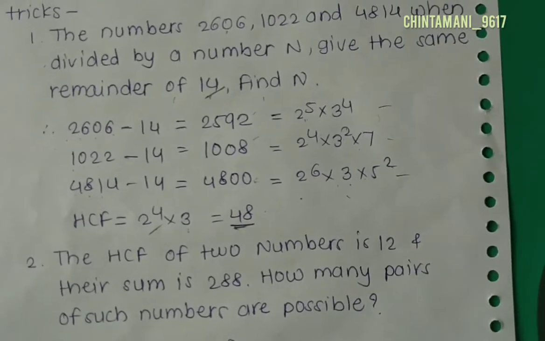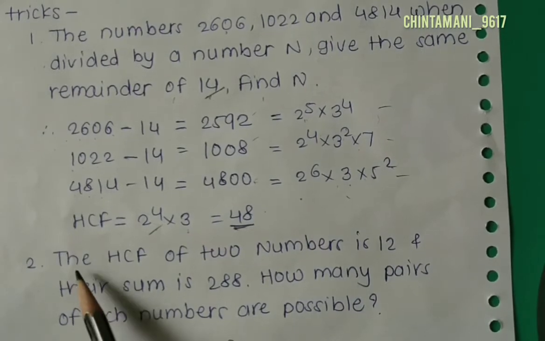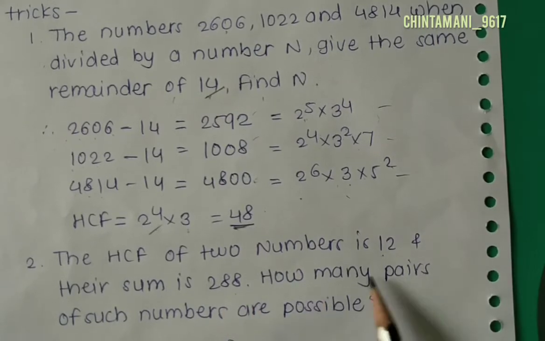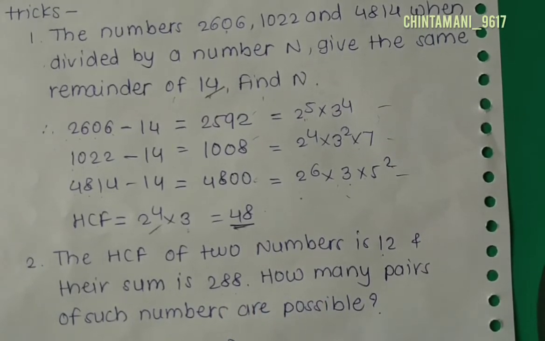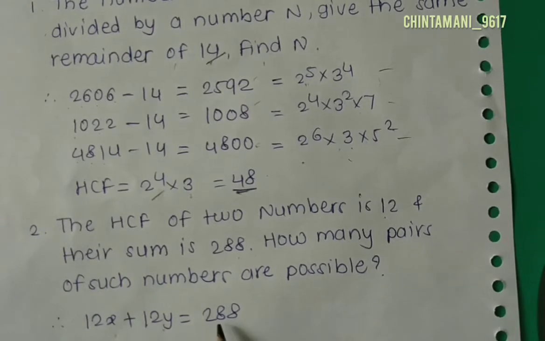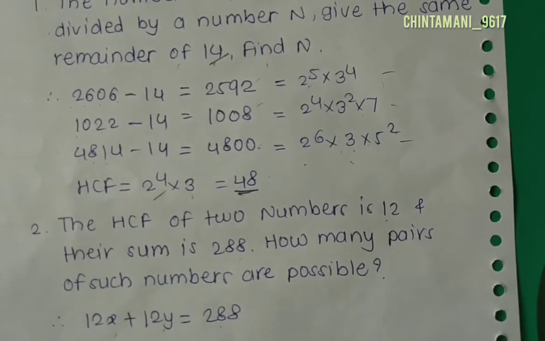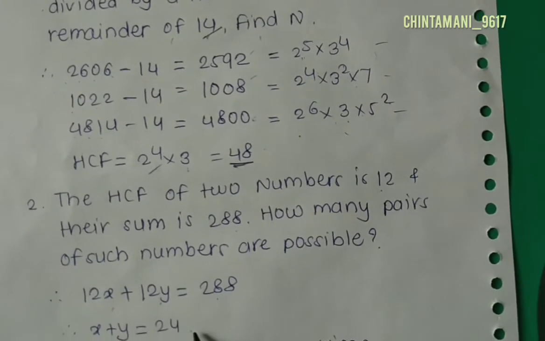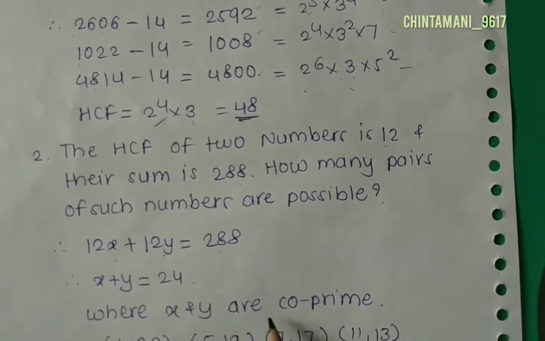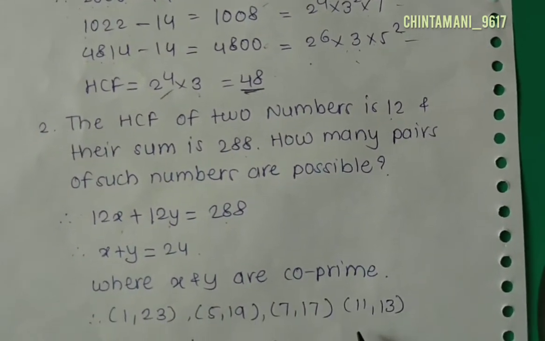The second trick that I would like to share with you is this: the HCF of two numbers is 12 and their sum is 288. How many pairs of such numbers are possible? I have given you the idea that HCF is always a factor of the numbers. So we will write down the equation as 12x plus 12y is equal to 288. After resolving this, we get the equation x plus y is equal to 24, where x and y are co-prime.